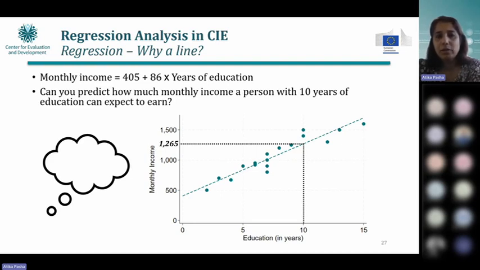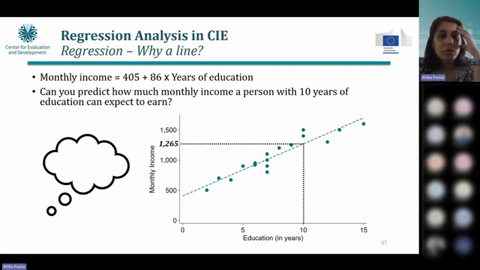The x is now years of education. And now we have the slope of the line, which was 86, as well as the intercept. What do we have to do? Simply put 10 here, which means this gives us 86 times 10, 860. Add 860 to 405, we get... no, wait, 1265. We get 1,265 as the monthly income for someone who has 10 years of education. And this is basically the quantification of exactly this line.